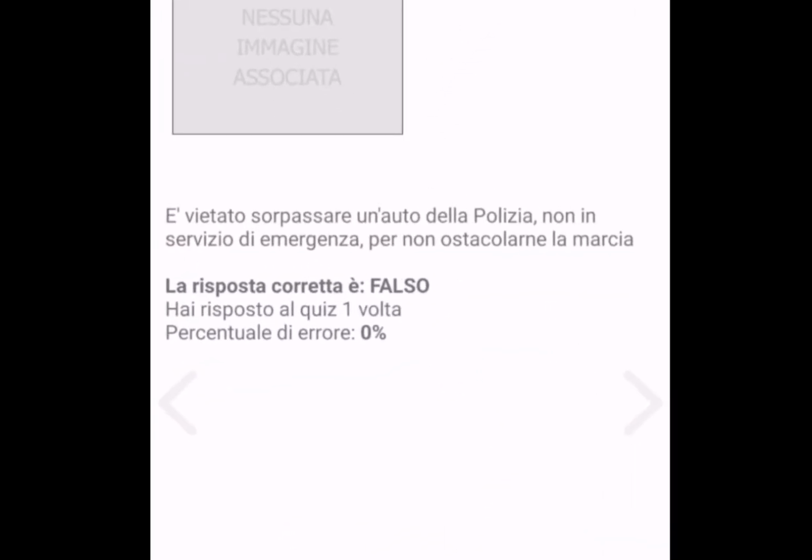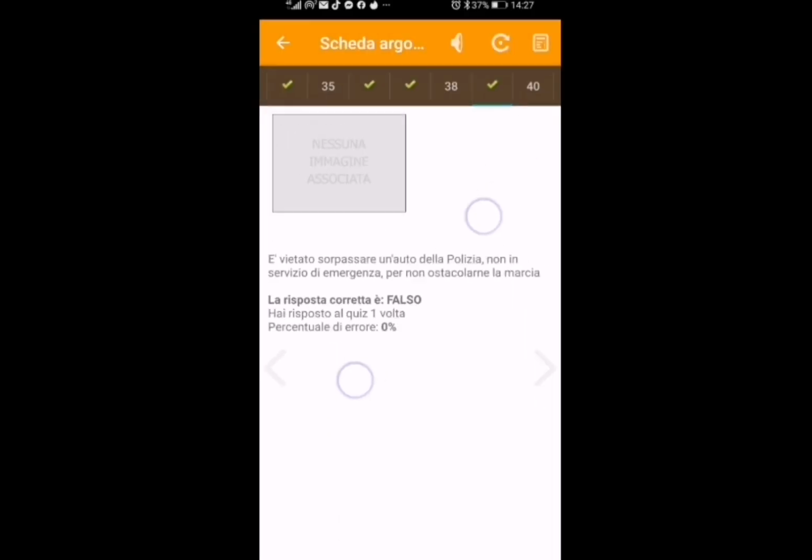Quickly, è vietato sorpassare un'autopolizia non è in servizio di emergenza per non ostacolare la marcia. This one is actually false because the autopolizia, they said non è in servizio. It is not true.